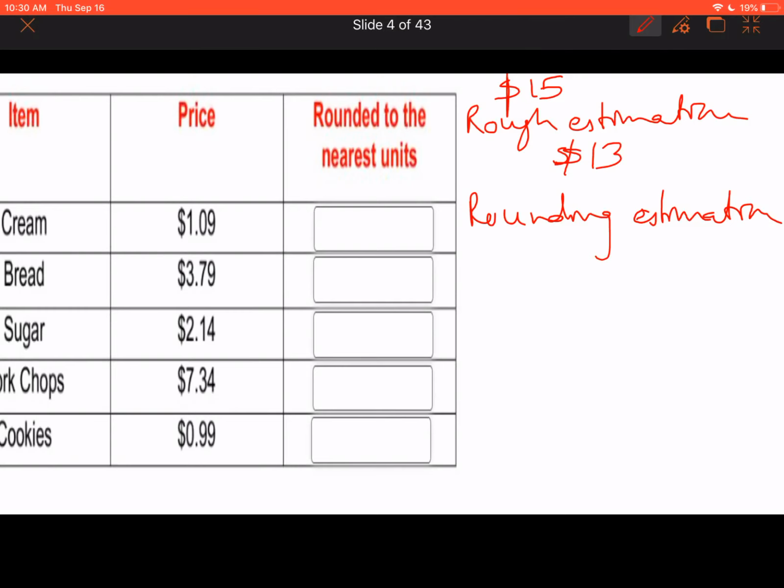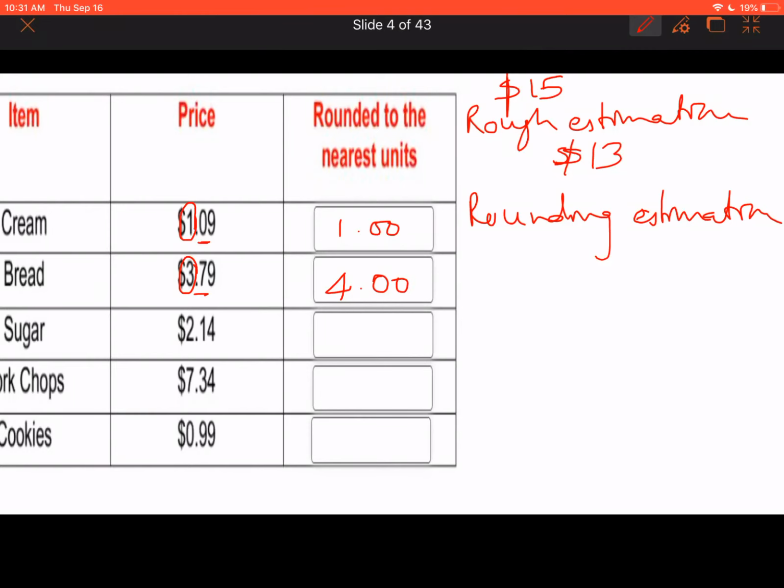So I'm going to round the units value, that is the ones place, that is $1, $3, $2 and $7 and $0 with respect to the first decimal place. Okay, so I'm going to round the units value, which means I have to see the next digit. The next digit is 0, which is lesser than 5, so I'm keeping it as $1. Okay, for $3.79 I'm going to round the $3, that is the ones place, so I'm going to check the value of the tenths place, that is 7, which is greater, right? So I have to round up, so it is $4.